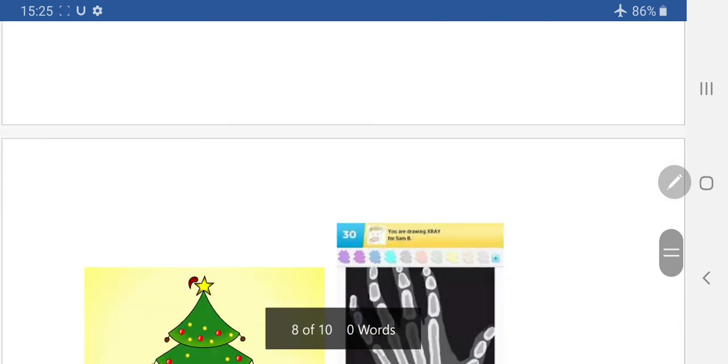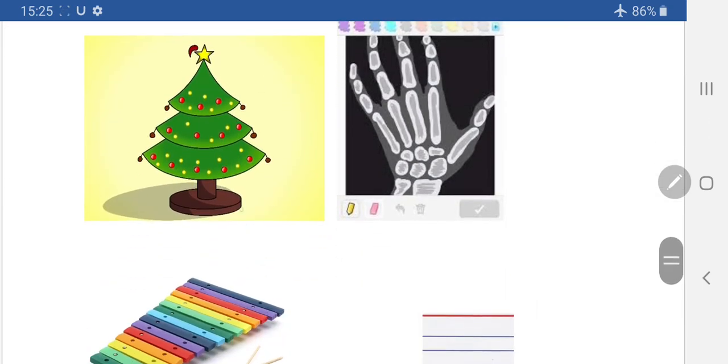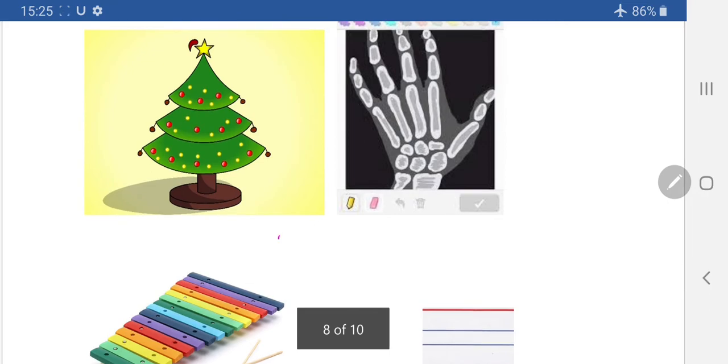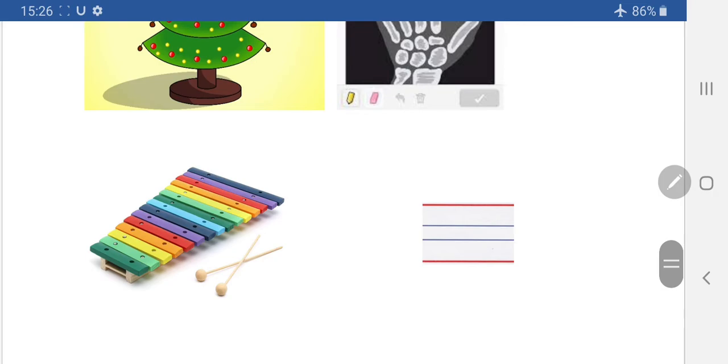Next one. What is this? Xmas tree, X-ray, xylophone. And how we will write X? A slant line and another line crossing the first line. This is X-ray. And what is the sound of X? Ks. X-ray, xylophone, Xmas tree.